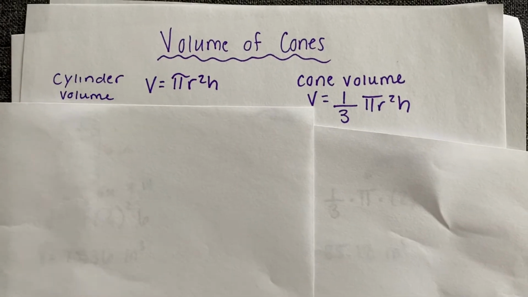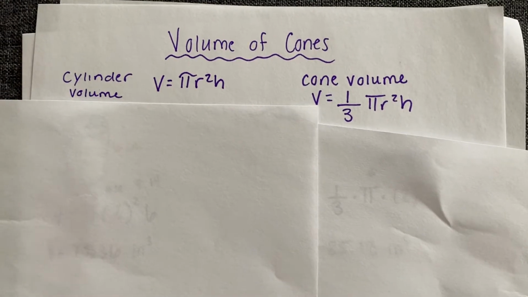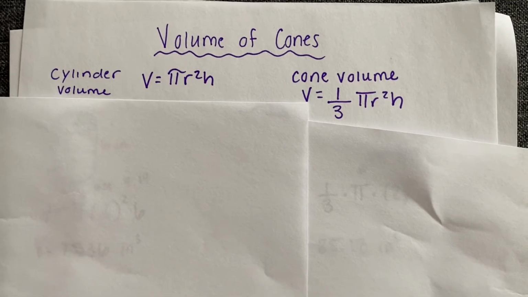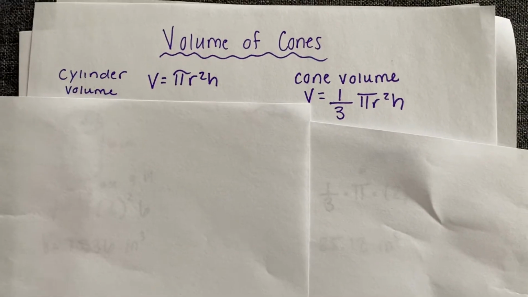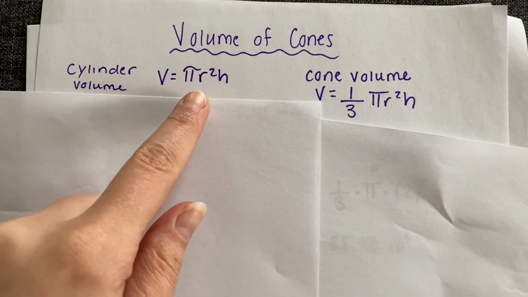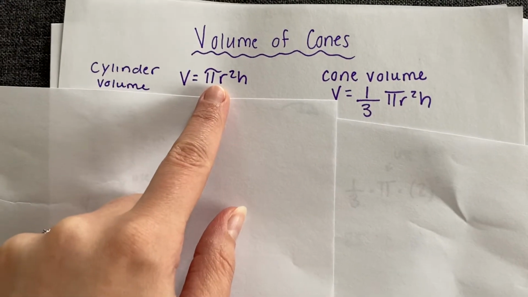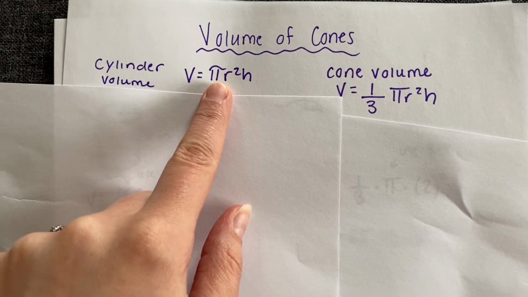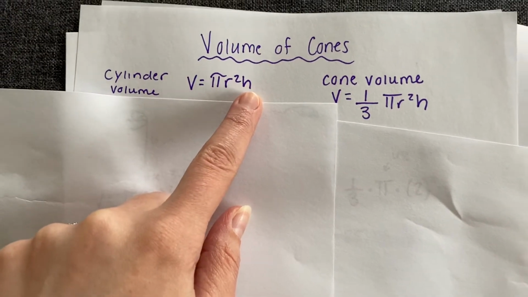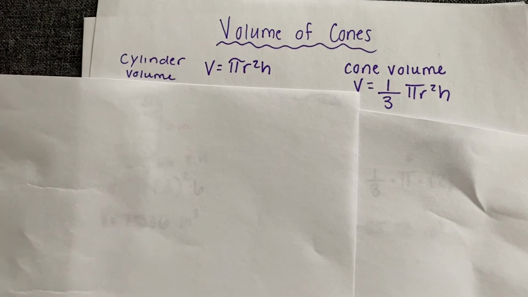Okay, hello. Today's video or lesson is on the volume of cones. So last week I showed you the volume of a cylinder, which is like a can of soup or a candle. That volume is right here. It's always pi times the radius squared times the height. Because pi r squared is really just the area of a circle, and then you're multiplying the area of a circle times the height of that circle, which gives you a 3D shape or the filling of the 3D object.